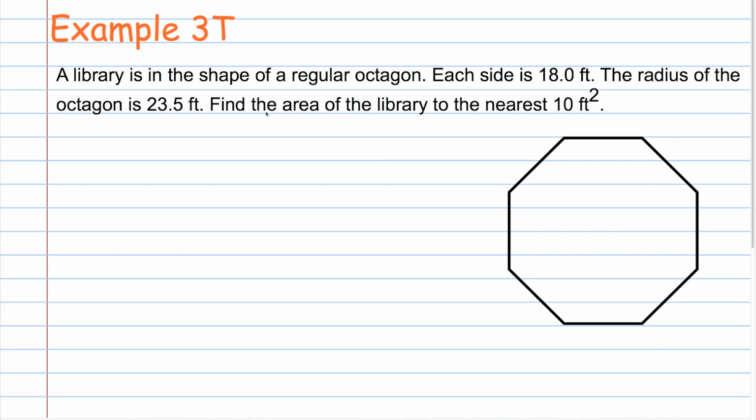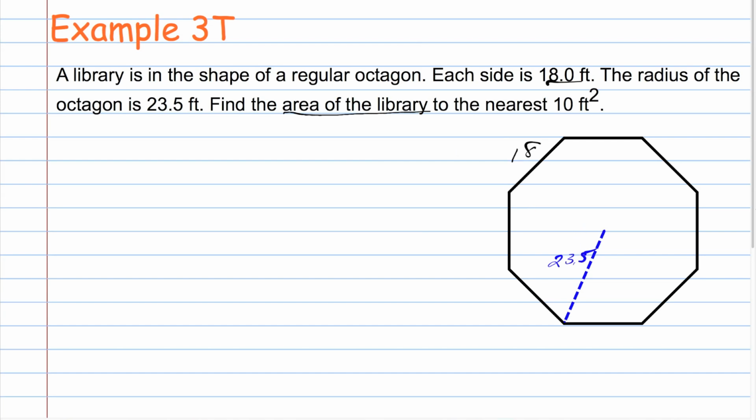So after we read the problem, and if you need to, you can reread it, what it boils down to is we need to find the area of the library. It's a regular octagon, meaning it's a regular polygon. We're told that each side is 18 feet. We're told that the radius, the distance from the center to a vertex, is 23.5 feet.